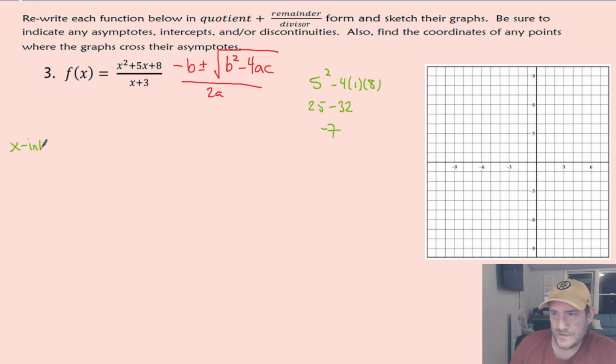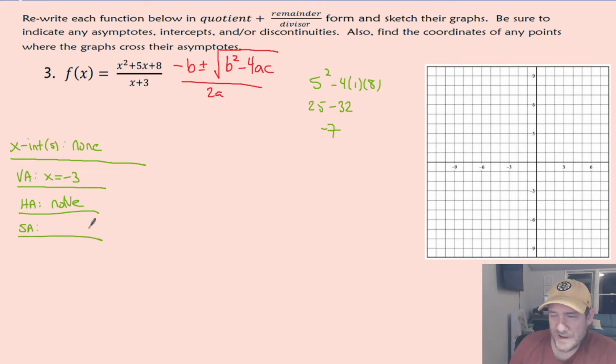So when we say x-intercepts, you're going to say none. And that's fine. We don't need x-intercepts. We could still sketch our graph. So what else do we know? We do have a vertical asymptote, like always. It's going to be at x equals negative 3. We don't have a horizontal asymptote. None. Slant asymptote. Are we going to have one? Well, our degree is definitely greater by 1. This thing's not factorable, so it's not like the x plus 3 can cancel out. Sure looks like we're going to have a slant asymptote. So let's find it.